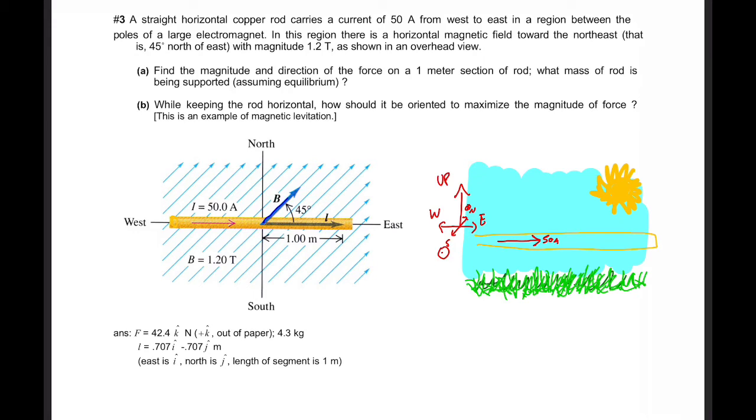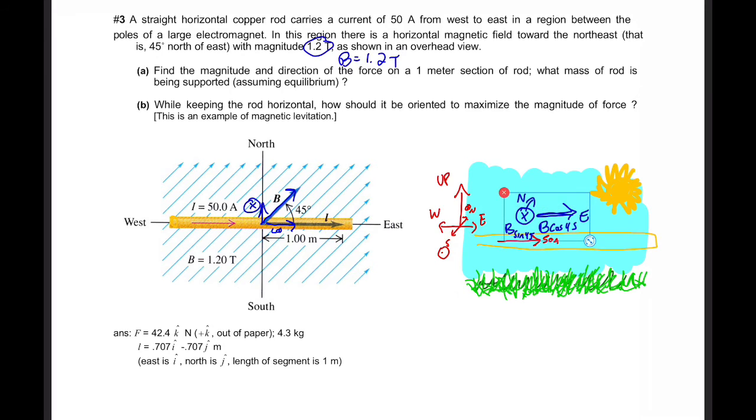Notice that the magnetic field points north and east. So I suggest we break it up into components. We'll say that some of our B is east and some of it is north. When transposing north into our picture, let's put north as into the page, and we'll use this nice symbol for that. So we can just use our standard components, B cosine 45 and B sine 45, where B will be 1.2 Tesla.